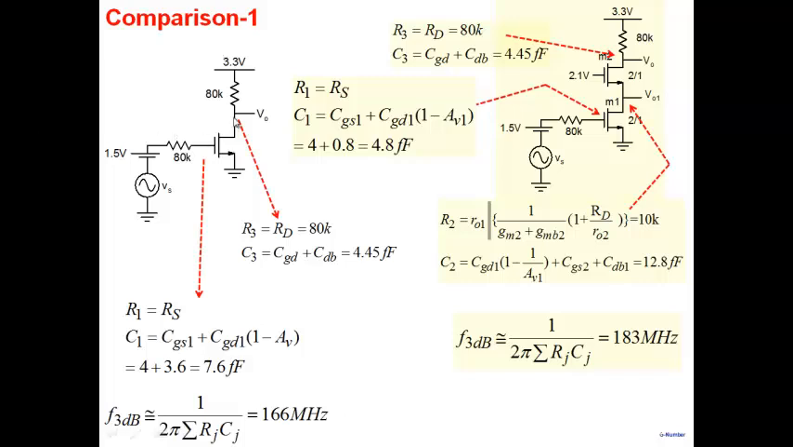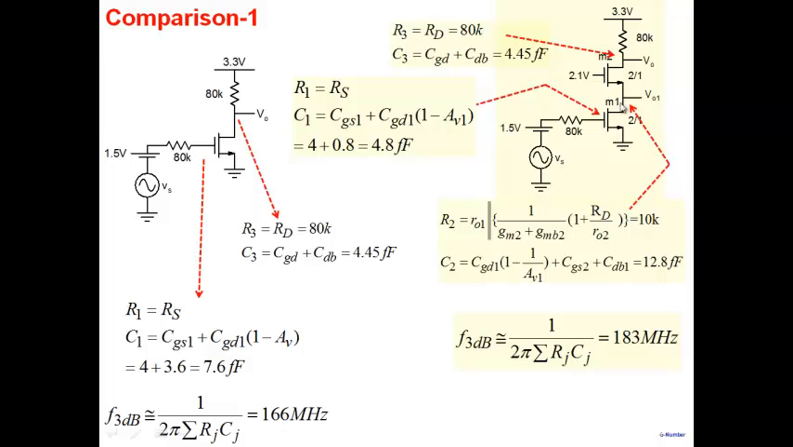So let's look at this one. The net resistance at this node is 80K. The net capacitance is 4.4 femtofarad. The net resistance at this particular node is RS, which is 80K here. The net capacitance at this particular node is 7.6 femtofarad here. Note that CGD is getting multiplied by the gain of this particular amplifier, which is around 8 here. Okay, so this is the capacitance that you get here. And you sum these up, the two time constants, and you get a 3 dB frequency, which is 166 megahertz.